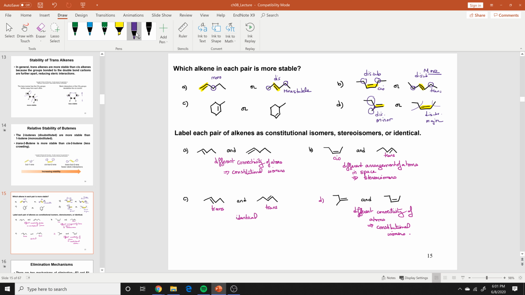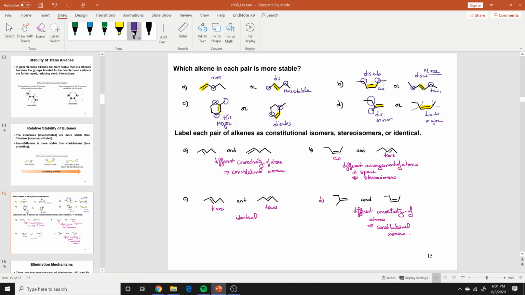sp2 hybrid carbon. Over here you do have your alkene. This is your alkene, this is your alkene. So this is going to be a di-substituted alkene. And this is going to be 1, 2, and 3. It's a tri-substituted alkene. So this guy is going to be the major product.